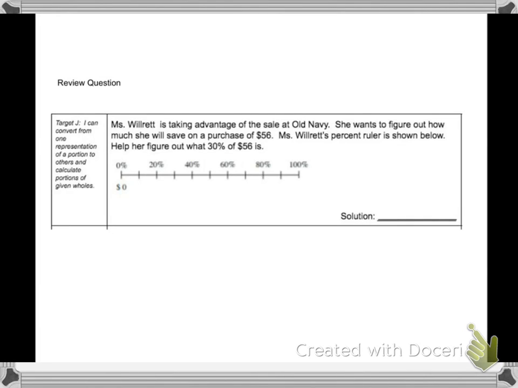The review question is asking, Miss Wilrett is taking advantage of a sale at Old Navy. She wants to figure out how much she will save on a purchase of $56. Miss Wilrett's percent ruler is shown below. Help her figure out what 30% of 56 is.